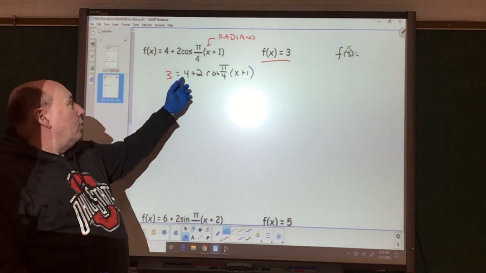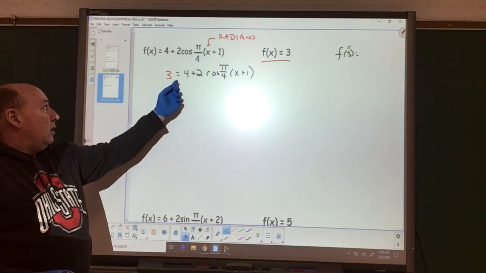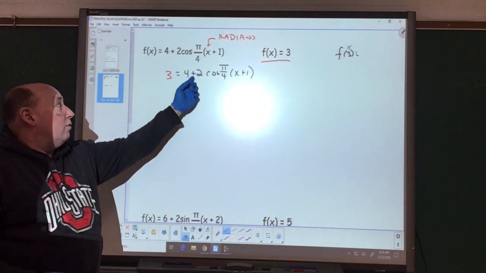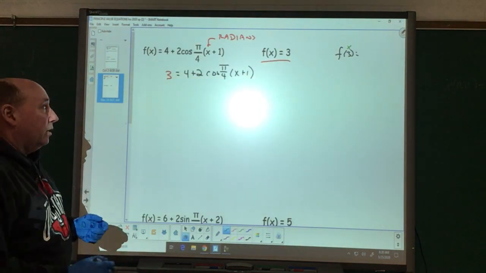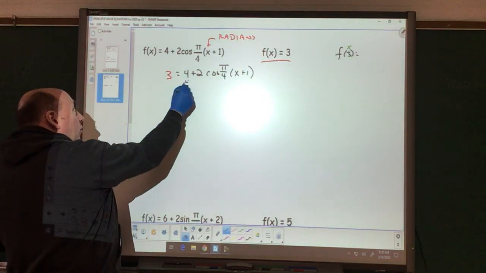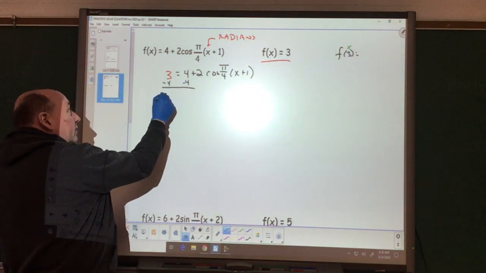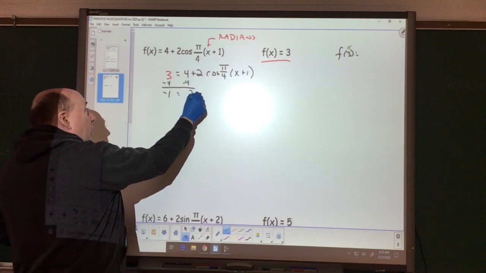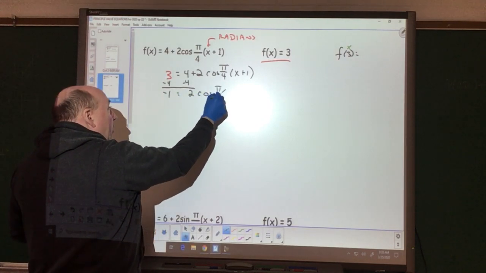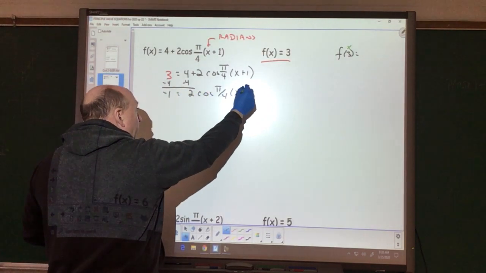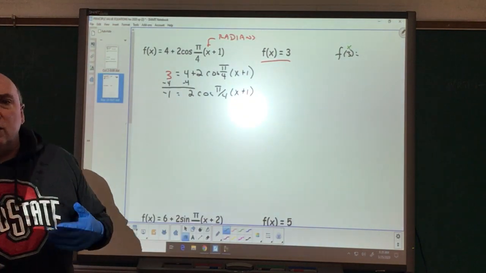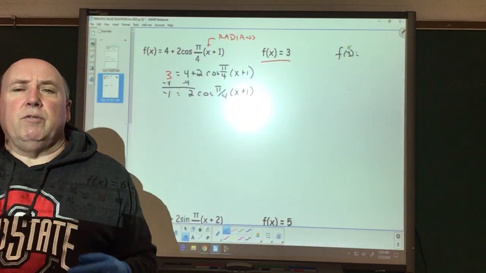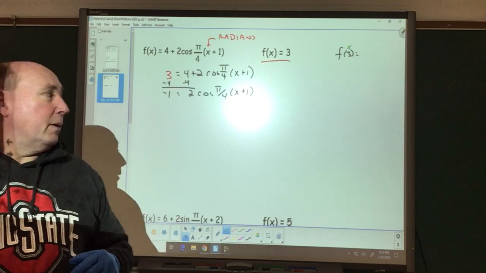So, the first thing you're always going to want to do is subtract this constant over and divide by this coefficient. So we're going to subtract a 4 over to give us negative 1 is equal to 2 cosine of (pi over 4 x plus 1). Hopefully you've done this and you can just follow along a little bit and check what you've done and make sure you did it correctly.